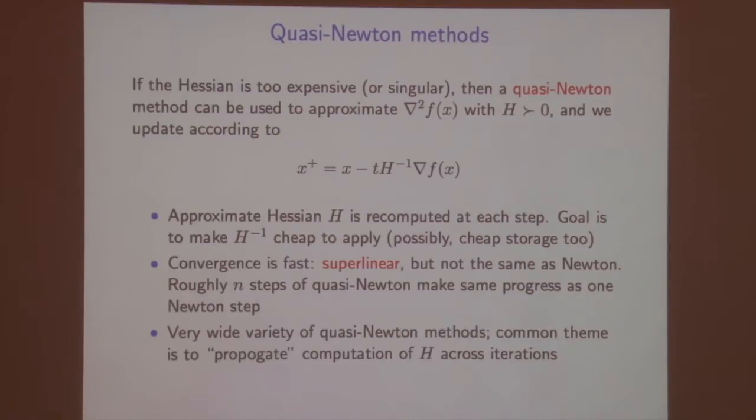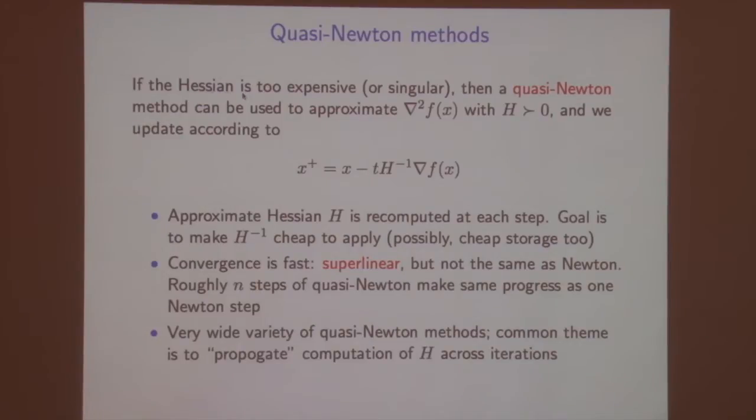So Quasi-Newton methods come into play when the Hessian is either too expensive to compute, or it's too expensive to solve a linear system in the Hessian, or it's singular. That's another issue that we run into. We didn't talk about what happens if the Hessian is singular, right? If I get to a point where the Hessian is singular, I can't solve. There's not a unique solution to that linear system.